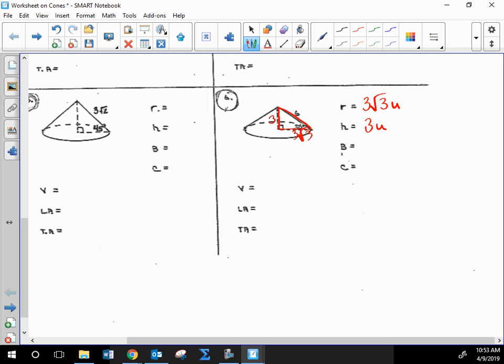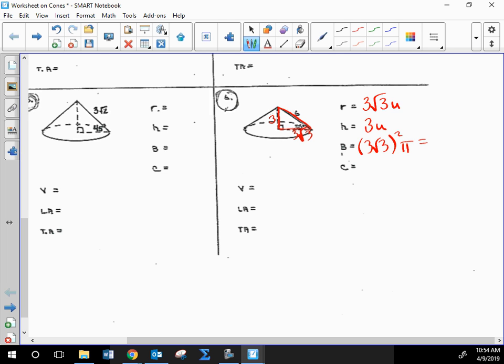What's the area of my base? What's the area formula? Pi r squared. It might be helpful to think that for area, our units are squared, our radius is squared. So my radius is 3 root 3, so I need r squared times pi. What is 3 root 3 squared? 27. Do we agree with 27?